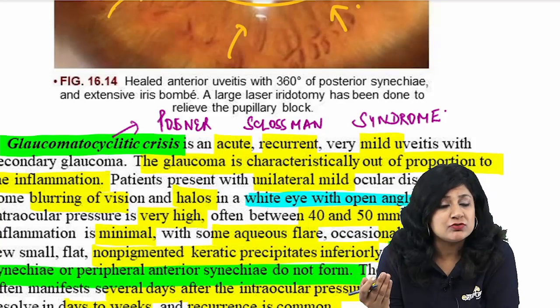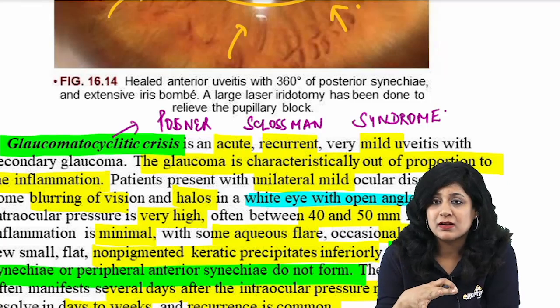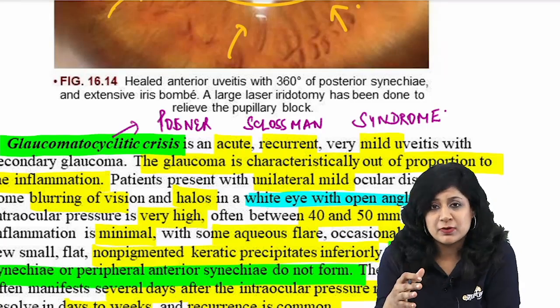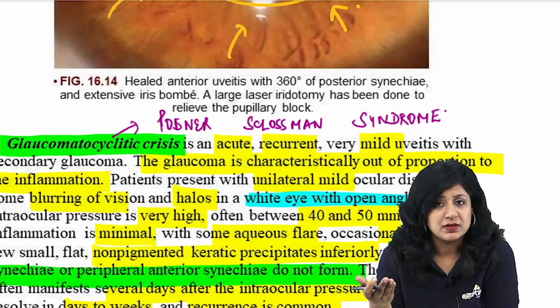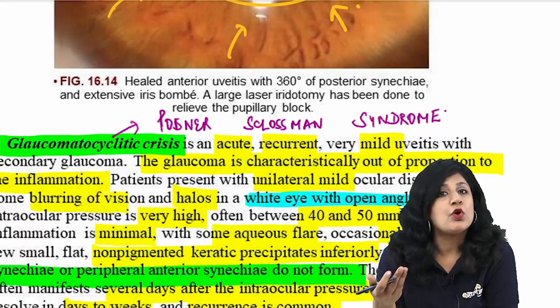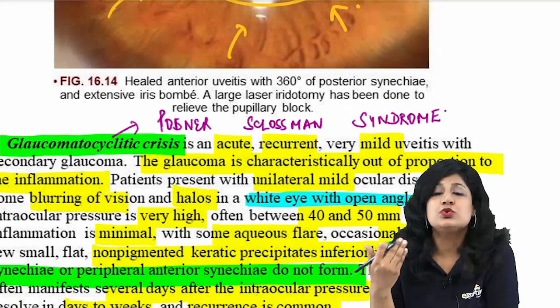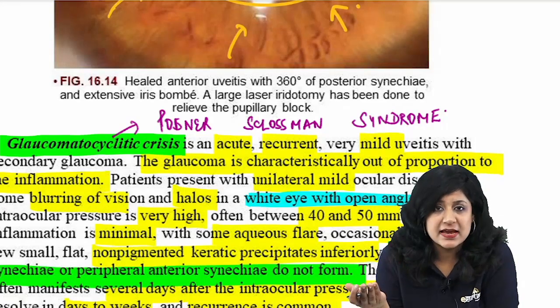You have such a high intraocular pressure, with minimal inflammation, 40 to 50 mm of mercury, no congestion, a white eye, an open angle, and non-pigmented KPs. This is usually unilateral and found in males.